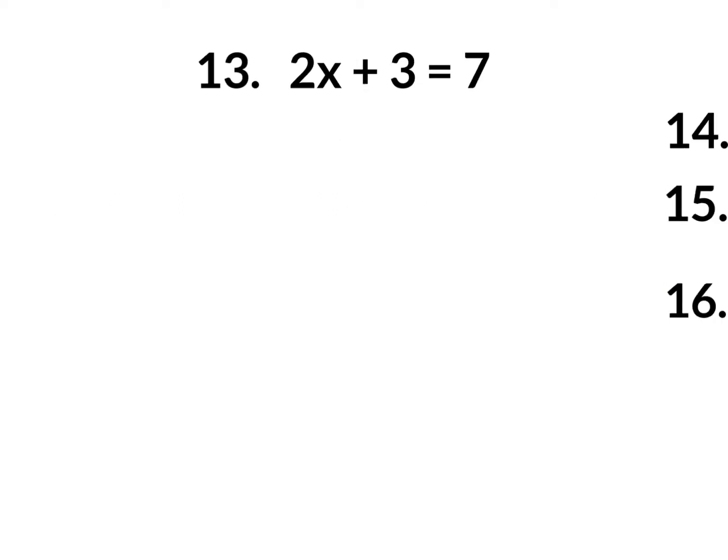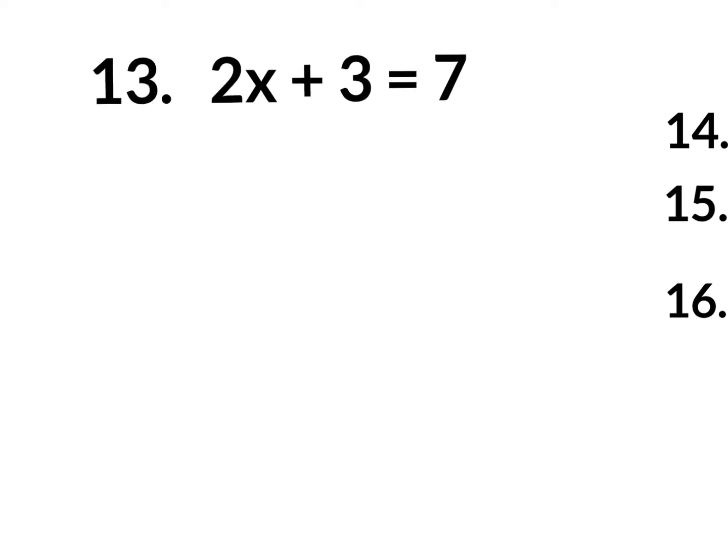Picking up right where we left off, number 13, we want to get x by itself. X is clearly on the left side of the equal sign. You don't want that plus 3. You're going to subtract 3. What you do to one side, you're going to do to the other.